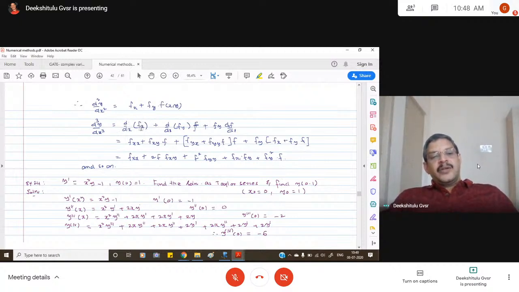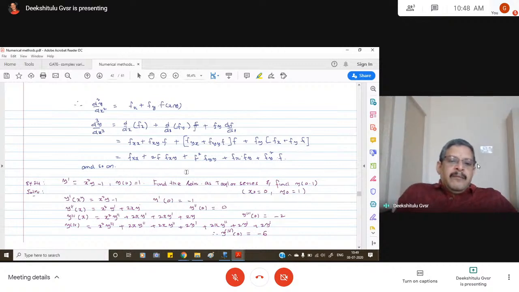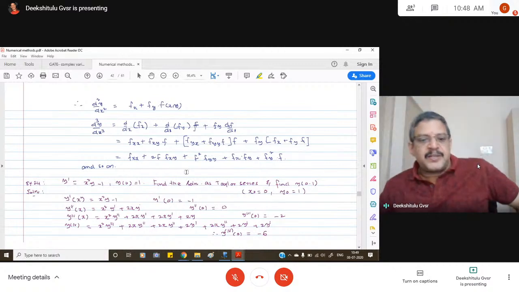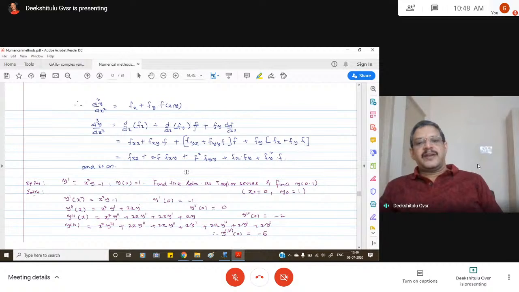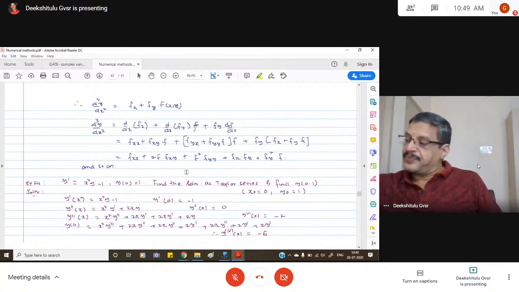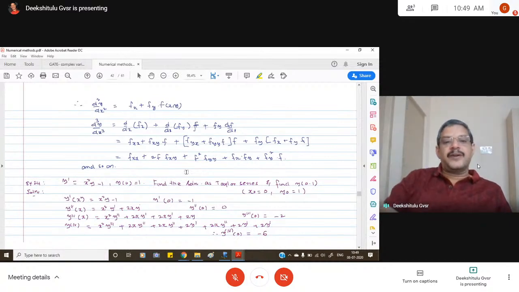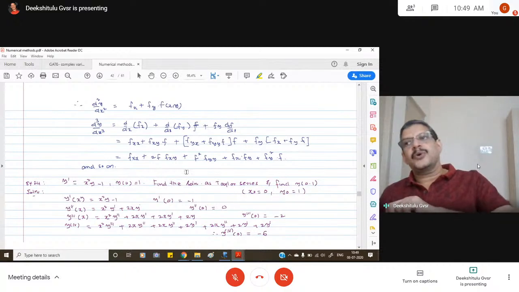That is what happens: fxx, and dou f by dou x, fy into f. Similarly, these are the expressions that we get. So simplify this, we get fxx plus 2fxy f plus f square fyy plus fx into fy plus fy square f. So that is the second derivative, and then the third derivative of f with respect to x, and so on.